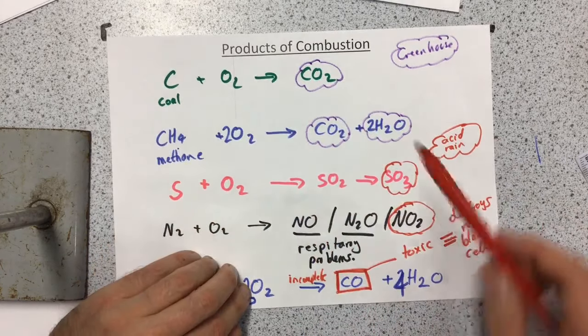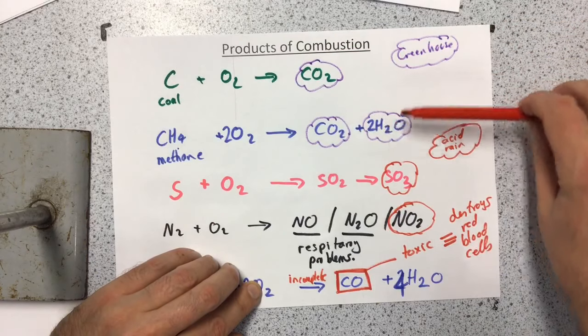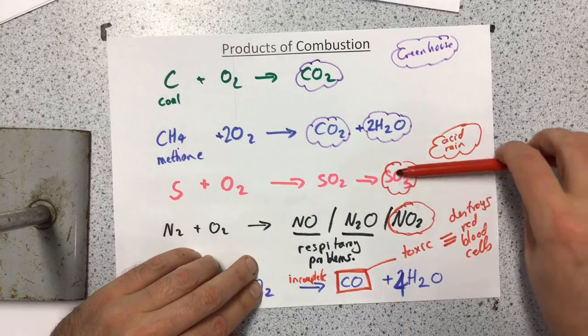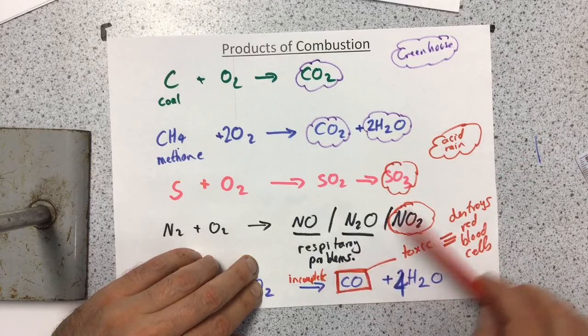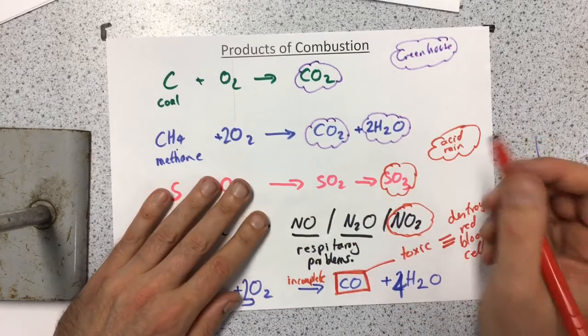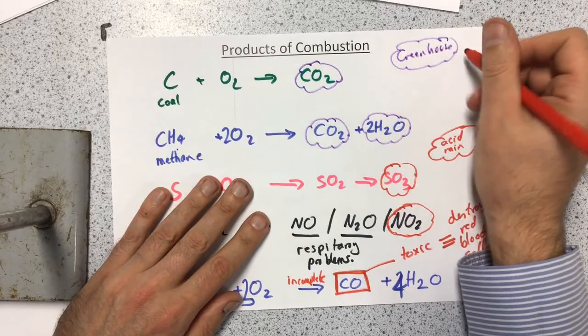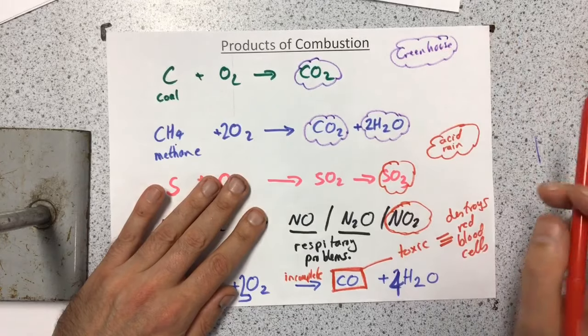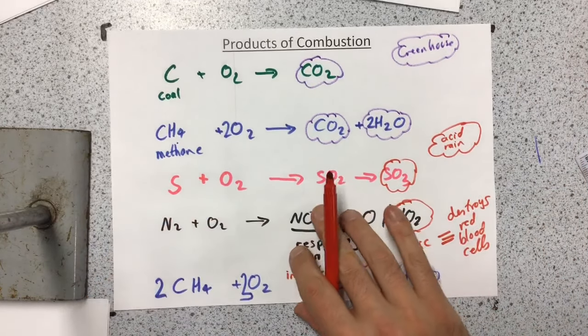So just go through that again. Carbon dioxide and water are greenhouse gases. We've got gases that cause acid rain and carbon monoxide. Just be careful when you're talking about products of combustion, right? You need to be specific about what sort of pollution they are causing. Is it a greenhouse gas? Is it acid rain? Right?